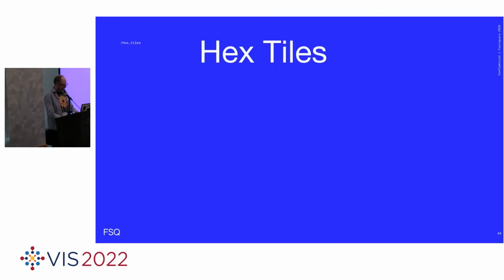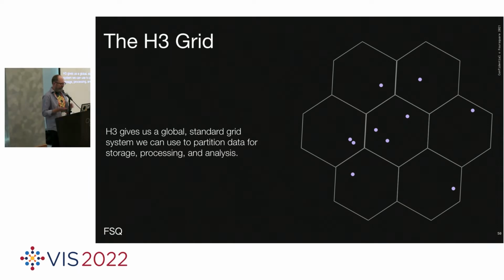So in the last 5 or so minutes remaining to me, I want to talk about HexTiles. So everything I've talked about up to date has been open source. HexTiles are something we developed at Foursquare. We would like to open source parts of this in the future, but we haven't done so yet. So the H3 grid, as I've mentioned, gives us this global standard grid system that we can use to partition data. You can use it for visualization, but you can also use it for a variety of technical purposes, like partitioning data for storage or parallelized processing.